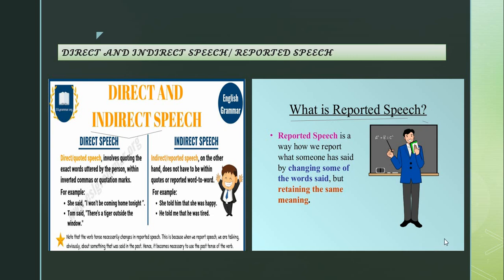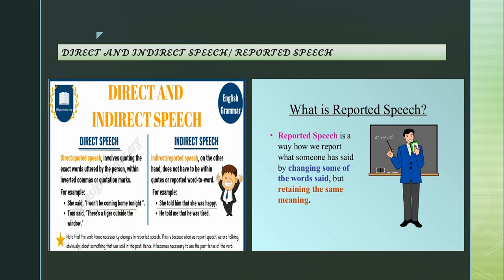Here direct speech involves quoting the exact words uttered by the person within the inverted commas. Here you can see two examples in the sentence. She said, "I won't be coming home tonight." Here you can see that she said, comma, and here you have the double inverted quotation marks also. But in the indirect speech, we do not have any quotation marks. There is just a full stop. So this is the difference between direct and indirect speech.